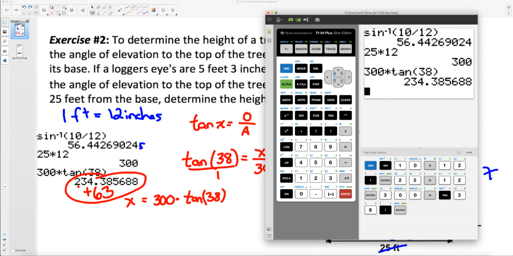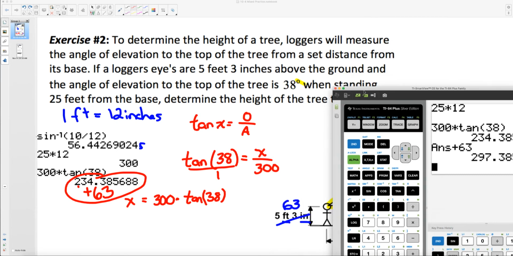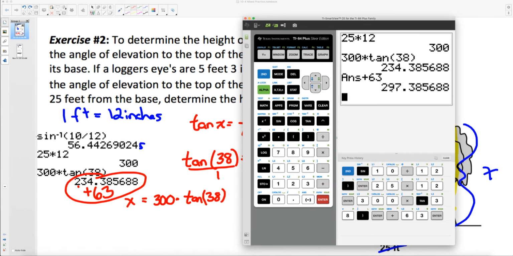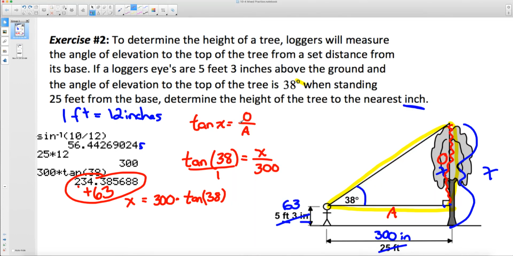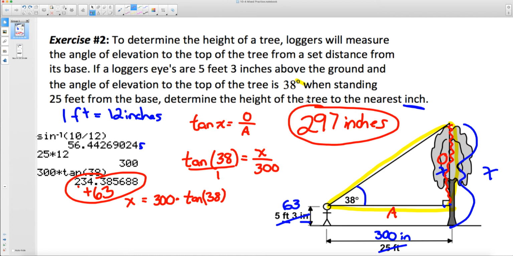Okay, so add 63. So then to the nearest inch, it's going to be 297 inches. So a couple of things going on. We had to convert, we had to tack on at the very end, but our final answer is 297.